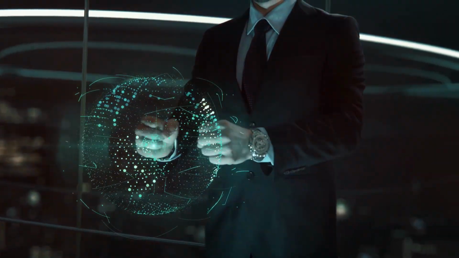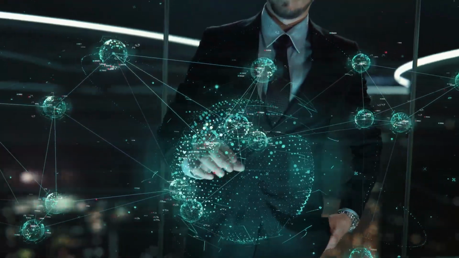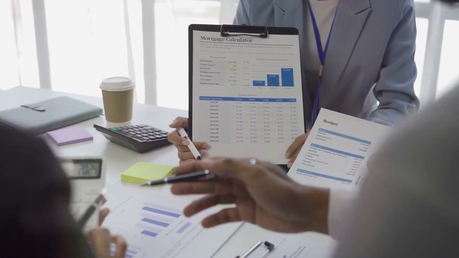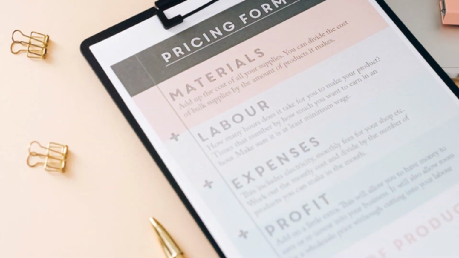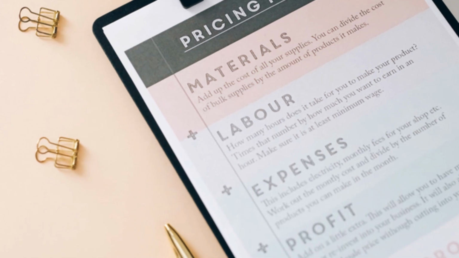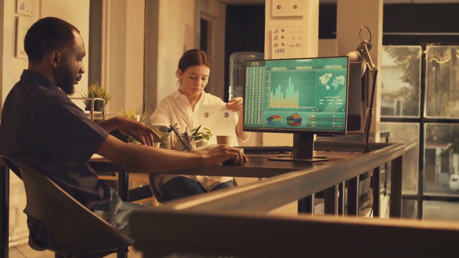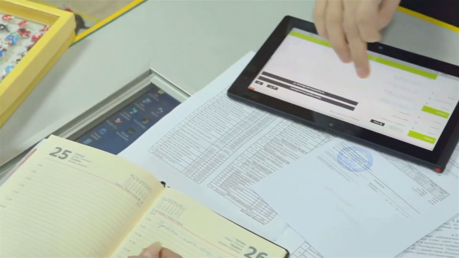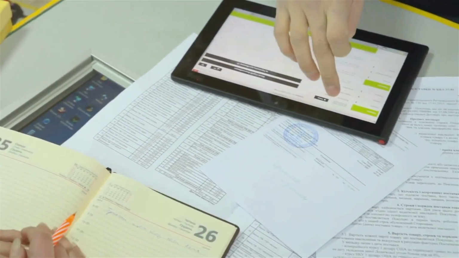Calculating actual costs from standard costs requires a systematic approach. First, gather your standard cost data for each element of your production process. This includes standard costs for direct materials, direct labor, and manufacturing overhead. Next, obtain your actual cost figures for the same period. These figures come from your accounting system and reflect the actual expenses incurred.